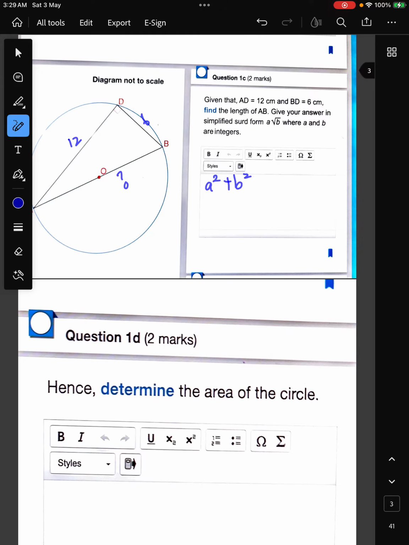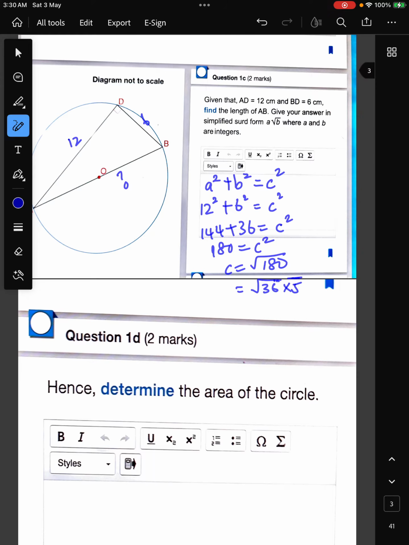We know that a squared plus b squared equals c squared for Pythagoras. Since AB is the hypotenuse, which is basically c, I'm going to put 12 as my a, and 6 to be my b. It doesn't really matter, you could put 6 to be a and 12 to be b. That would give me c squared, which is your AB. So this is 144 plus 36, that gives me c squared. So 180 equals c squared. So c will be equal to the square root of 180. And if I were to simplify the surd, I could write it like this: 36 times 5 gives me 180.